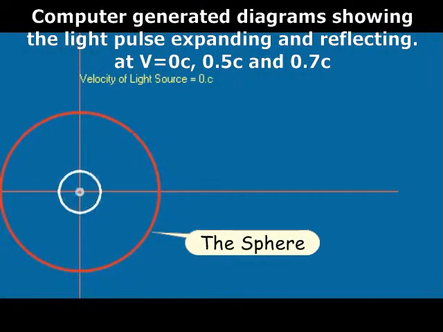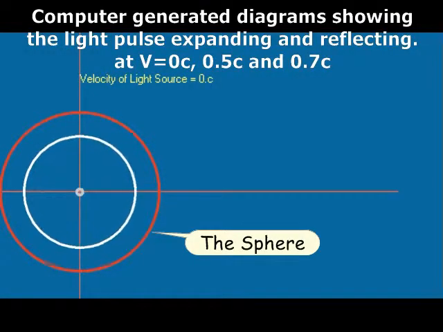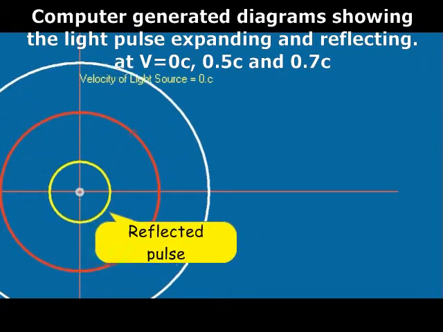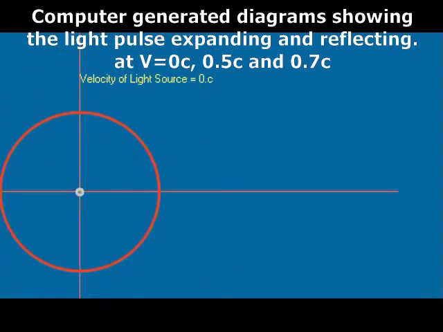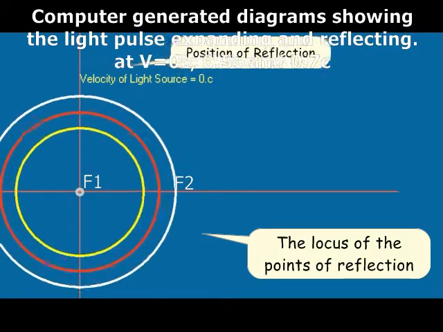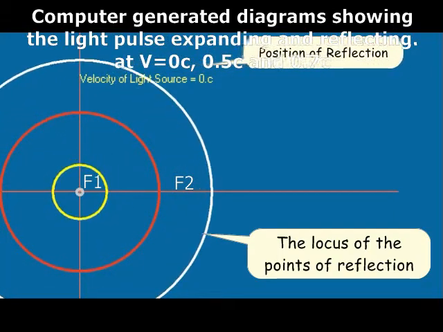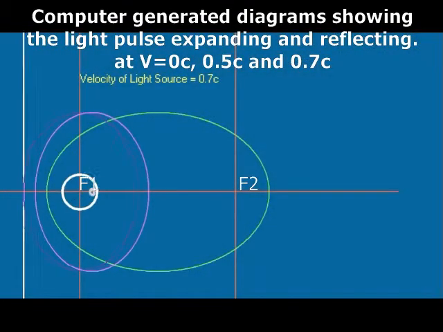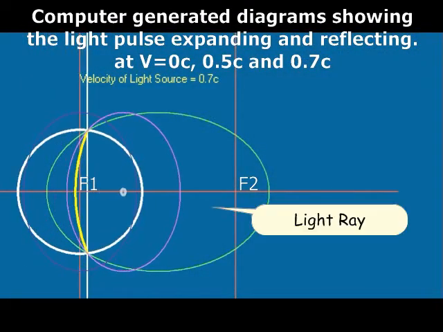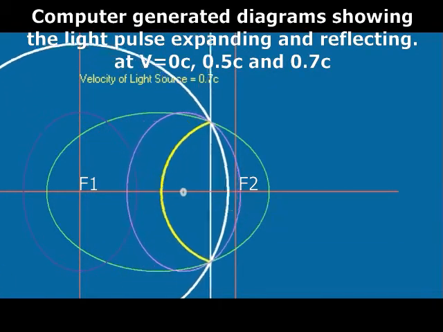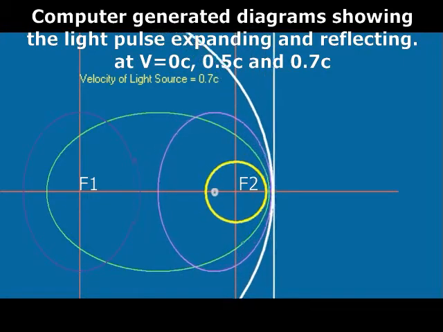Now we can convert the videos into diagrams. The light reflects off the sphere back to the source. In a moving sphere, the light travels from F1 to F2. The vertical line where the reflection is occurring moves forward at a constant speed. The higher the velocity of the vessel, the longer it takes for the light to reach F2.